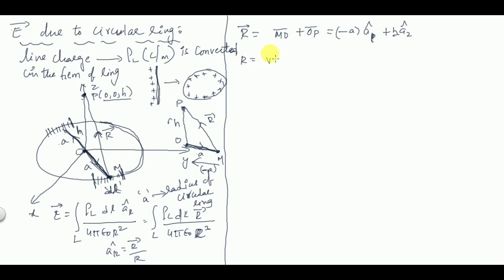So what is R then? Root of a square plus H square. Then what will be R cube? a square plus H square whole to the power of 3 by 2. I am substituting that here.